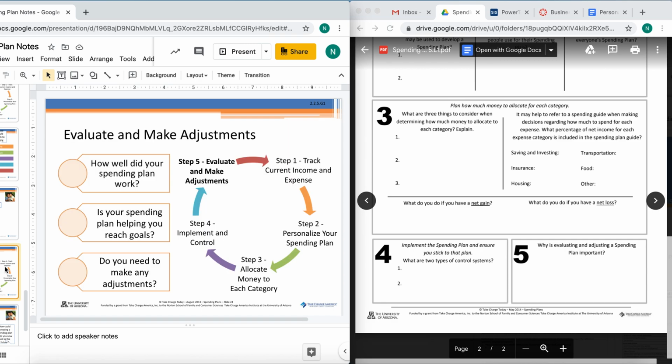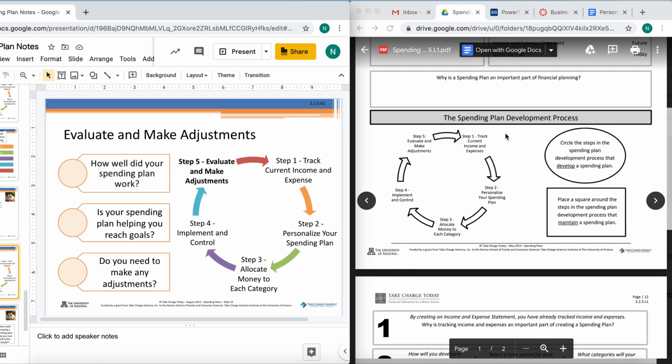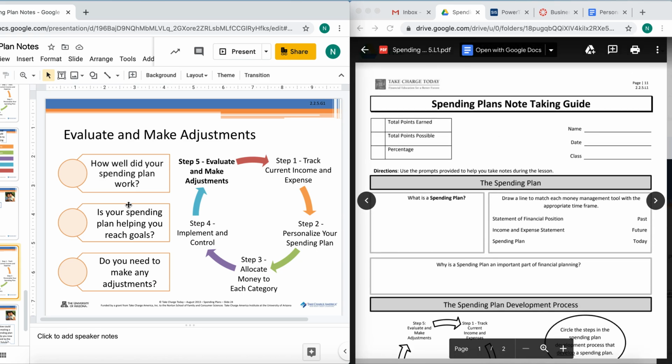And then we have step 5. Evaluating is important because it's going to help us determine if our spending plan or our budget worked. It's going to tell us if we are on track to meet our goals, and it's going to tell us if we need to make any adjustments. So do I need to change anything going into next month? And that is where our note guide ends. You should be working on the Brown family spending plan, which I have discussed in class.